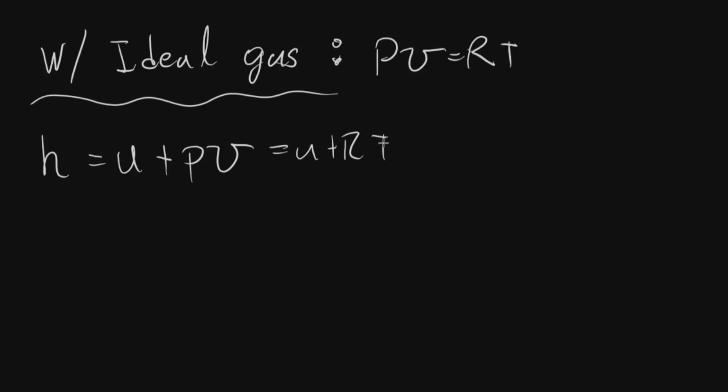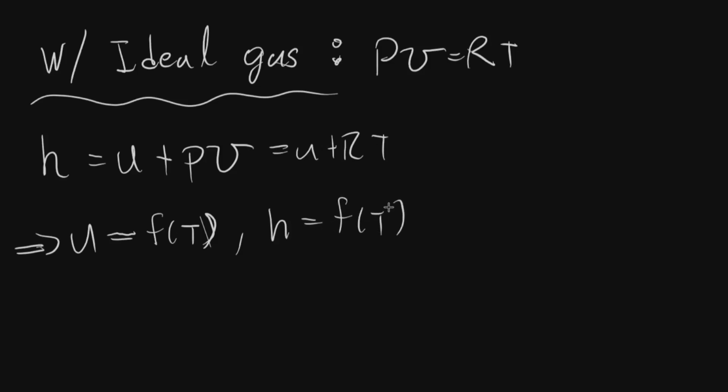Now remember that we said u, as part of our theory, is basically a function of temperature for an ideal gas. So all the internal energy can basically be described by just the temperature. R is constant, and T is our temperature, which means that this entire thing right here is a function of temperature. So u is a function of temperature, and h is also a function of temperature for an ideal gas with these constant specific heats.